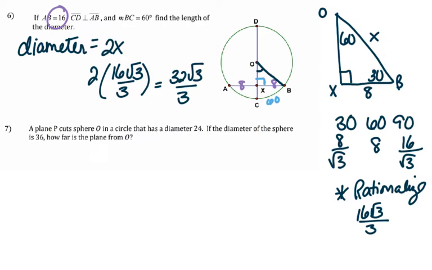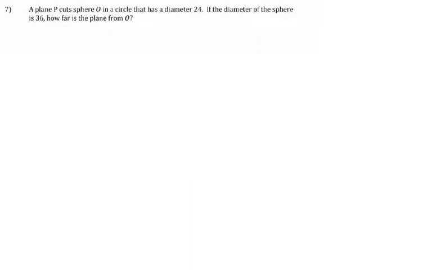Okay, number 7, a plane P cuts through a sphere. So imagine a tennis ball, and I slice off part of the tennis ball. If you look at the tennis ball, it'll look like there's a hole, and it'll be the shape of a circle. So that's essentially what's happening here. And that little hole has a diameter of 24. The original sphere has a diameter of 36.